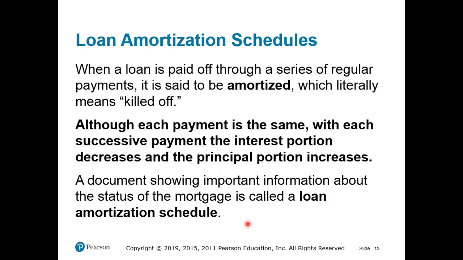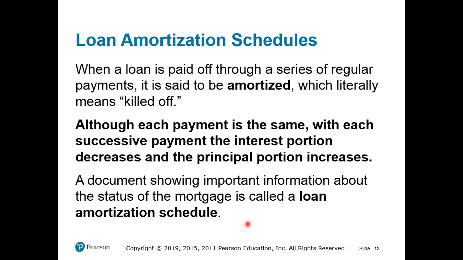So now, when a loan is paid off through a series of regular payments like an installment loan, it is said to be amortized. Amortized means killed off, right? You're killing off the loan. Now, what this means is that although each payment is the same, with each successive payment, the interest portion decreases and the principal portion increases.